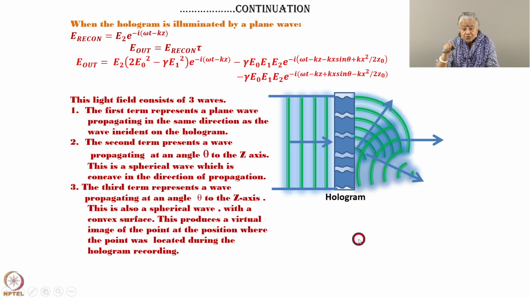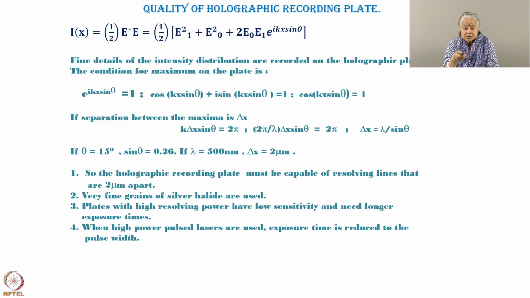Okay. This is like an expanding wave, while this is like a contracting wave. Okay. Image to a point at a position where the point was located during the hologram recording. So here I will get an image, it will come to a point, while here you will get a virtual image somewhere here. Okay. So that is what a point, so we started off with a point source.